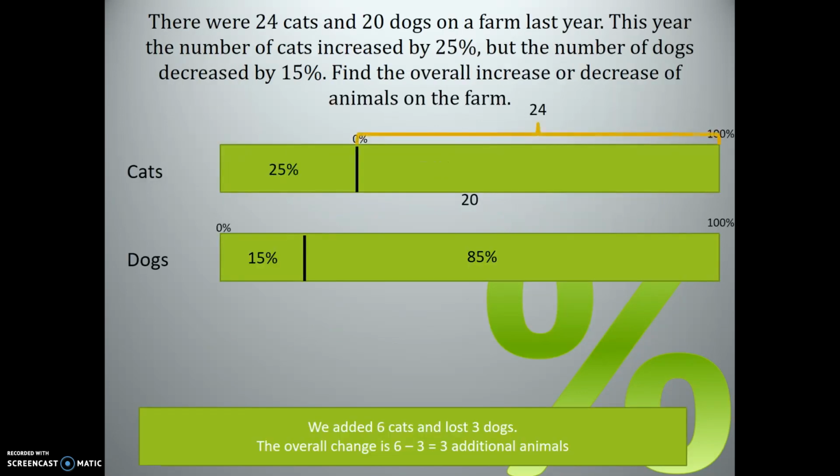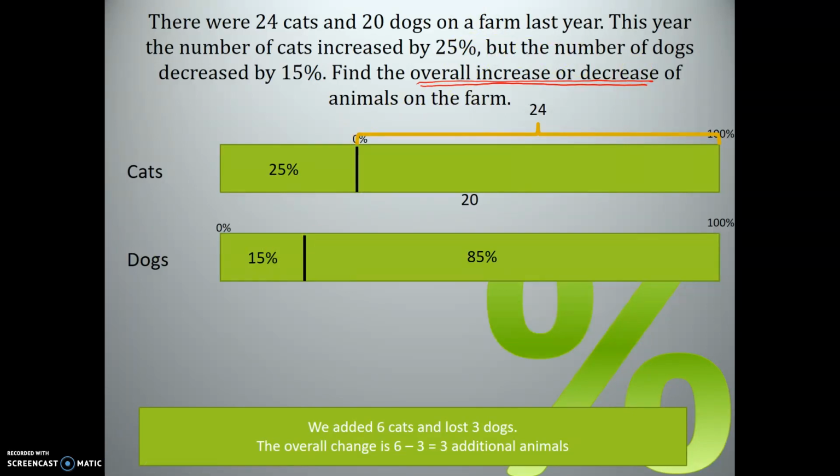Okay. This last problem is interesting. Let's read it really carefully. It says that there were 24 cats and 20 dogs on a farm last year. This year, the number of cats increased by 25%, but the number of dogs decreased by 15%. Find the overall increase or decrease of animals on the farm. Let's underline right there: overall increase or decrease. So we added some cats, but we lost some dogs. So this one's going to take a little bit more work to do.